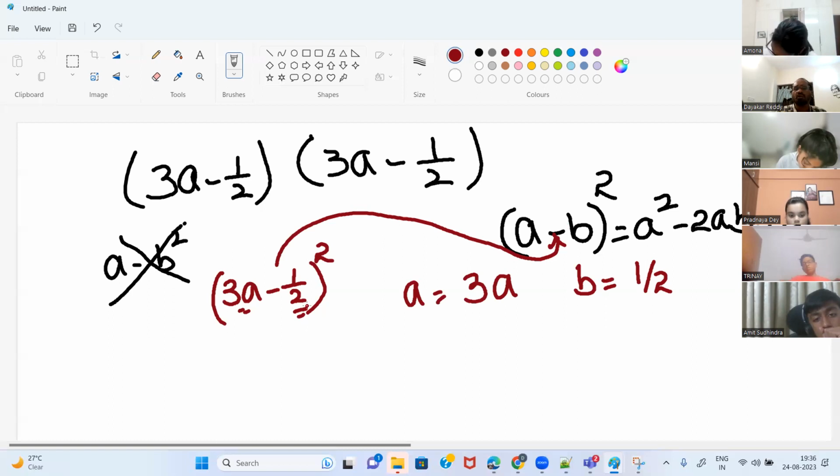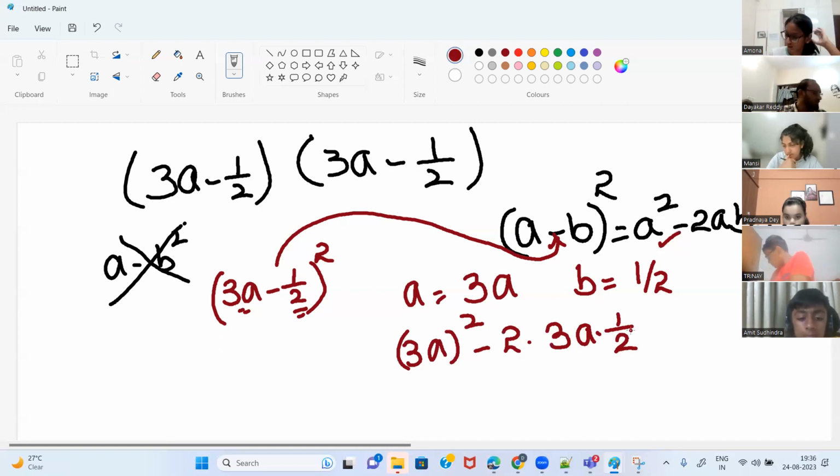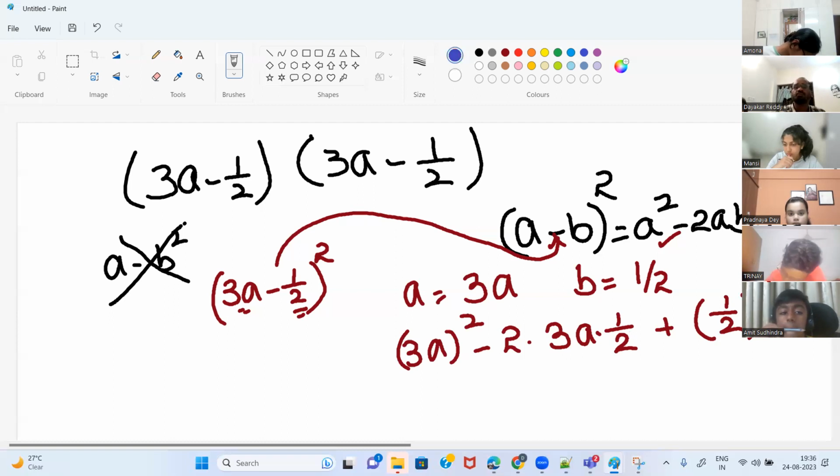Now if I substitute here, okay, sir. 3a whole square minus 2 into 3a into 1 by 2. All these steps you need to write, otherwise you won't get marks. Plus b square, which is 1 by 2 whole square. Now, this 2 by 2 will get cancelled, right? 3a whole square is 9a square. What is left here? Minus 3a.